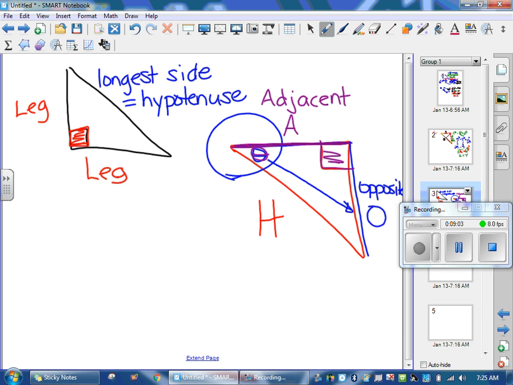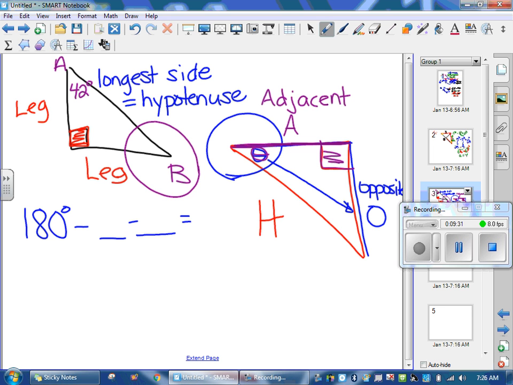One of the properties we need to remember about triangles is that their angles all add up to 180 degrees. So if this was A and this was B, and I say angle A is 42 degrees, I need to find out what angle B is. To find a missing angle, if you know 2 of them, you take 180 degrees and subtract the other 2 angles. I subtract my 90 degrees and my 42 degrees, and that gives me 48 degrees. So angle B has to be 48 degrees.